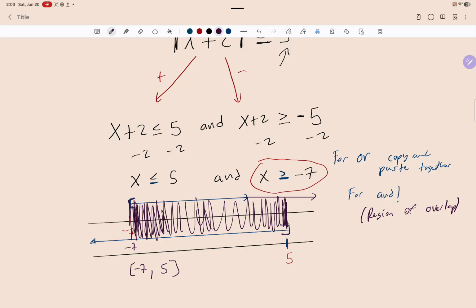And this would be your solution. Again, for the or, we copy and paste, just putting the number lines together. And for the and, it's only the region of overlap. All right, cool. Now, let's do a few more problems.